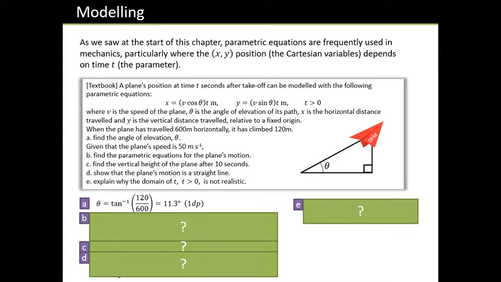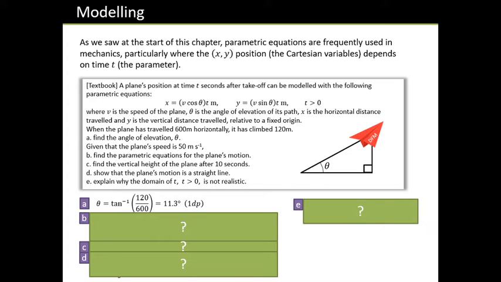Given that the plane speed is 50 meters per second, find the parametric equations of the plane's motion. Right, what are parametric equations? Well, this whole section of the chapter is about how parametric equations are useful for modelling situations like this, where you've got a reliable model for one variable like distance, and a reliable model for another variable like height, and you want to model those separately and also hopefully ultimately bring those two together. If we're trying to find the parametric equations of the plane's motion, what have we been given and what have we got now?